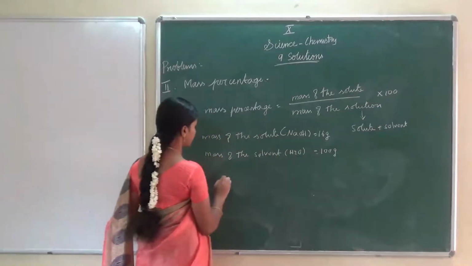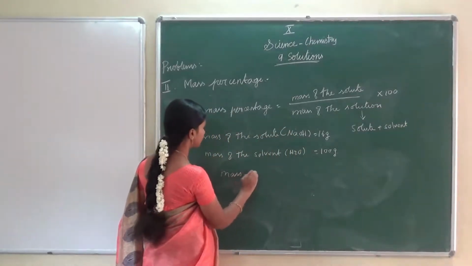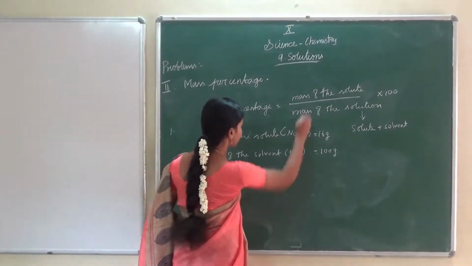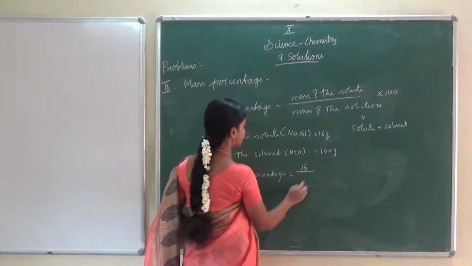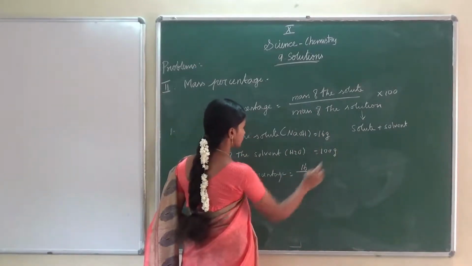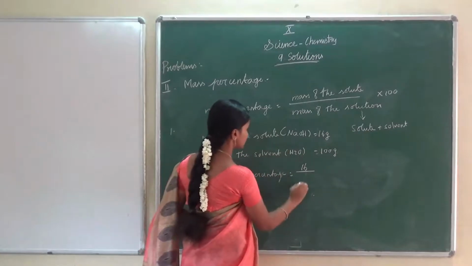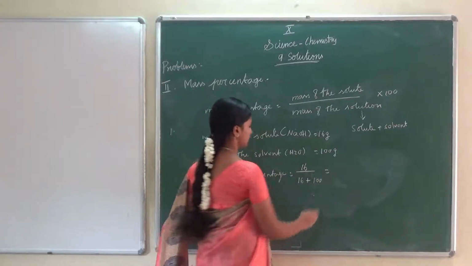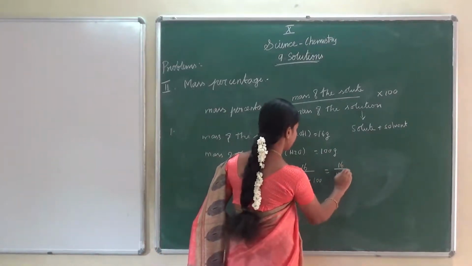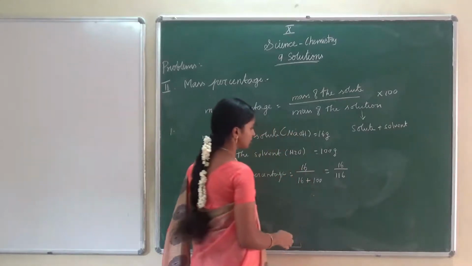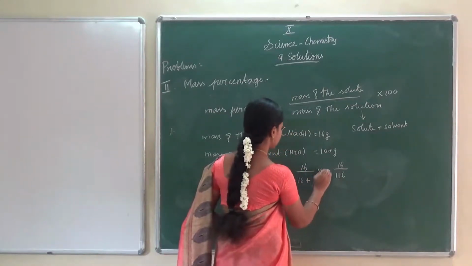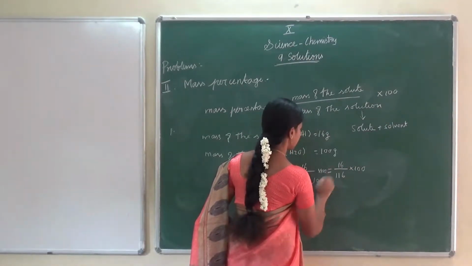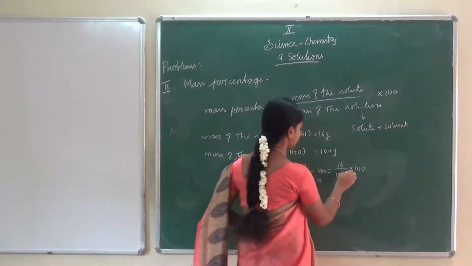Okay. Now let us find the mass percentage now. Very easy. What is the formula for mass percentage here? Mass of the solute 16 divided by mass of the solution. Solution is nothing but solute plus solvent. So mass of the solute plus mass of the solvent. So here you will get 16 divided by 116. So now we have to simplify. Okay, into 100 we have to write. So into 100.